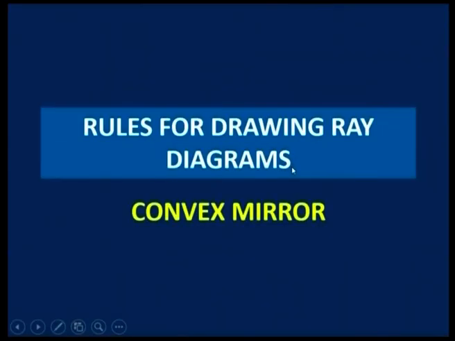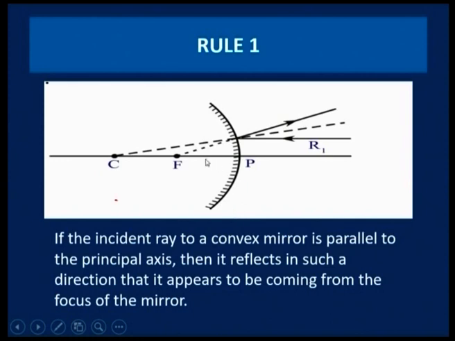Now, let us have a quick view of the rules for drawing ray diagrams for convex mirrors. Yes, children. We know that the focus and the center of curvature of a convex mirror lie behind the mirror. Now, when an incident ray parallel to the principal axis hits the mirror, it is reflected such that it appears to be coming from the focus of the convex mirror. Where is the focus, children? It is behind the mirror.